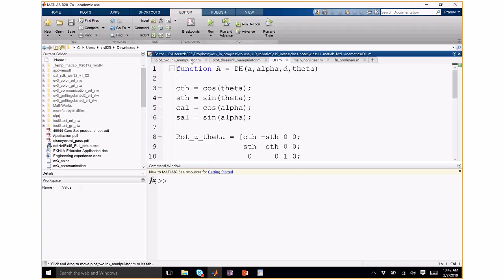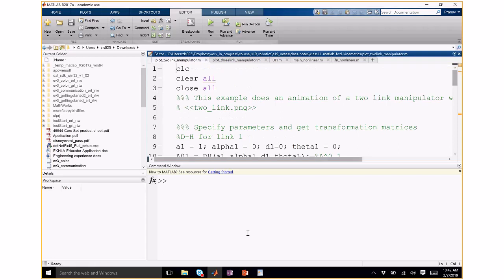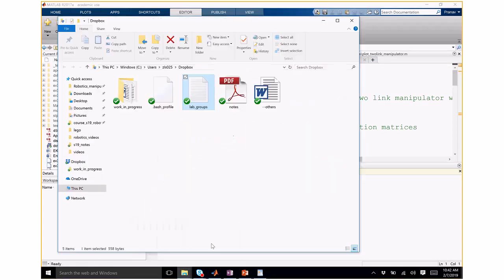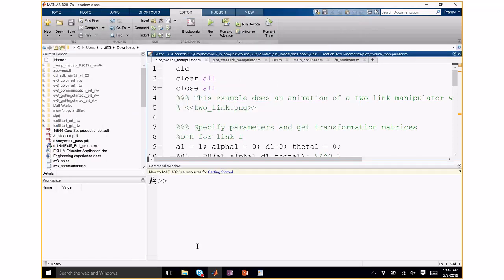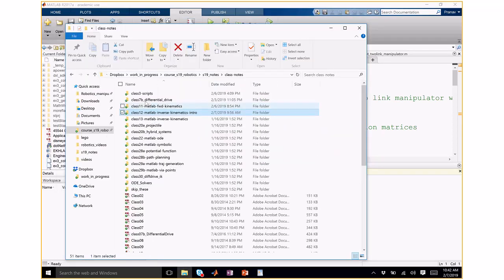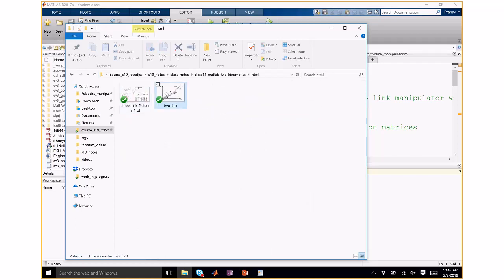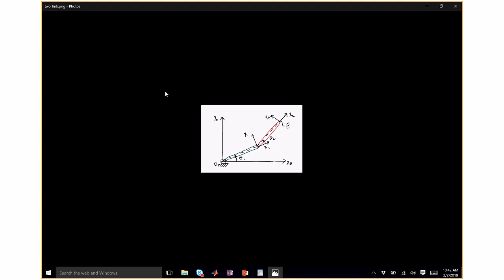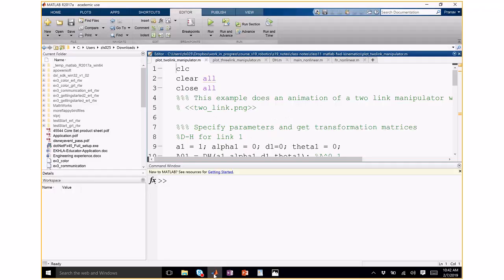For the 2-link manipulator, which I will remind you of first, it is right, this one. Remember this one, the first class, it's a planar manipulator. We're trying to plot this manipulator for different values of theta 1 and theta 2. Theta 1, theta 2 is given. So let's go back to the code.